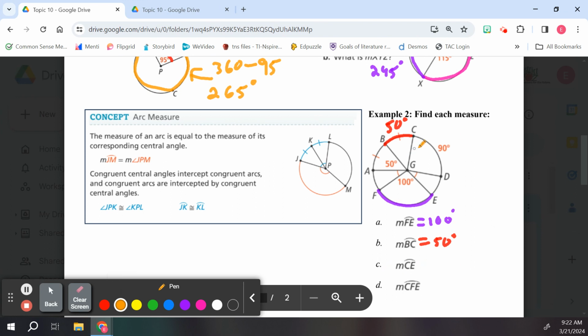Now we're going to talk about CE. So here's arc C to E. Now we know the 90, but we don't have this. What do you think we're going to have to do here in order to find this part? Go ahead.